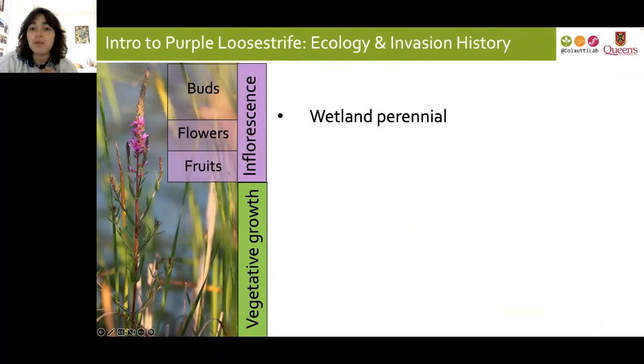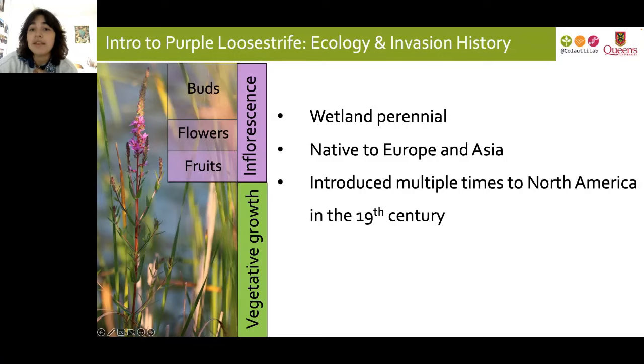And then once it does eventually fruit and produce seeds, one plant can produce upwards of 2.7 million seeds per season. So that's definitely part of the reason why it's become such a prolific invader. It's initially native to Europe and Asia, and it was introduced to North America in the 19th century or earlier. That's just what we have records for. It underwent multiple introductions through ship ballasts, imported livestock, seed for gardens, and beekeeping. And it has spread across almost the entirety of North America.